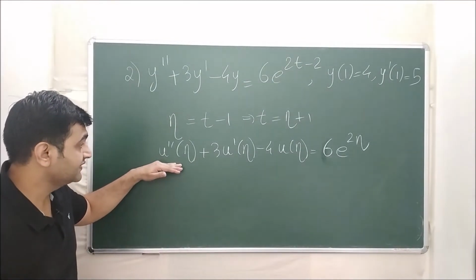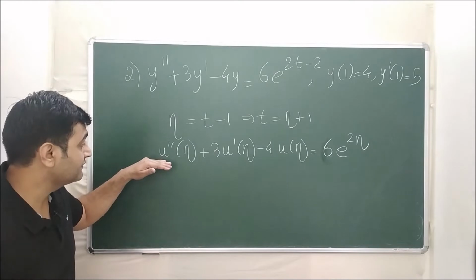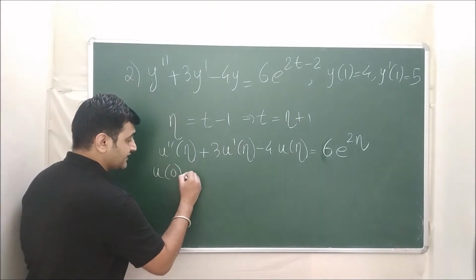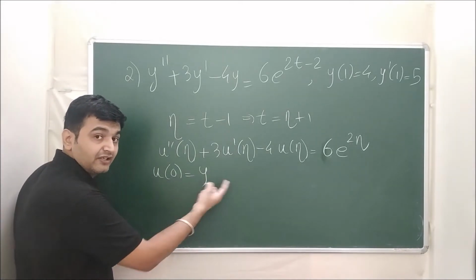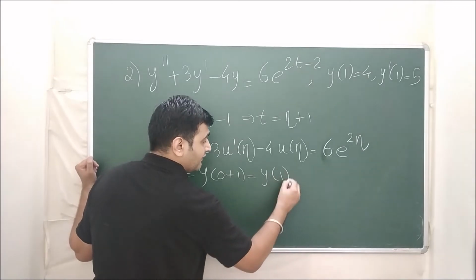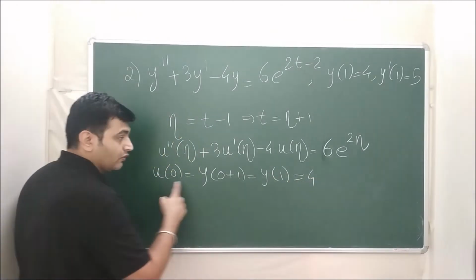If I do these changes over here, this is what I have. So now this is the differential equation I have. Now let's see what u of 0 and u dash of 0 are. What is u of 0? My u of eta is nothing but y of eta plus 1. So this is y of 0 plus 1, which is nothing but y of 1. What is y of 1? 4. So my u of 0 is 4.